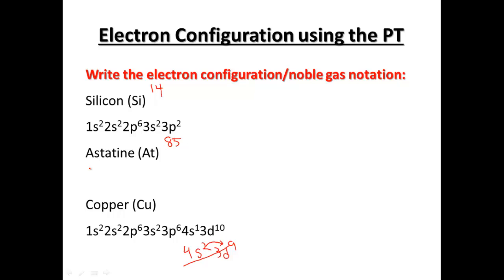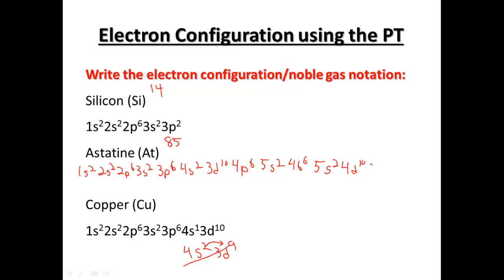Entirely too many electrons for us to generally write out normally. Astatine would look something like 1s2, 2s2, 2p6, 3s2, 3p6, 4s2, 3d10, 4p6, 5s2, 4d10, 5p6, 6s2, 4f14, 5d10, 6p5, to give us all 85 electrons.